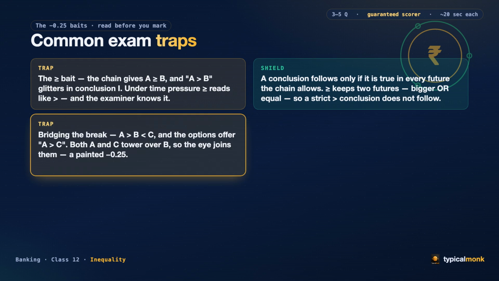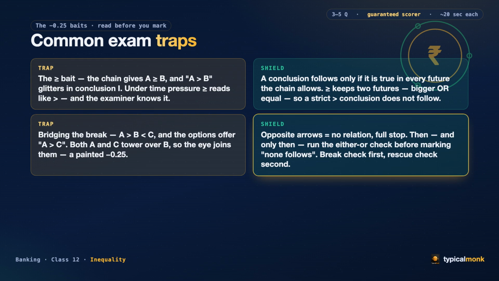Trap 2. Building a bridge over the break. A > B < C, and sitting in the options is A > C. Both A and C tower over B, so the eye joins them, a painted minus 0.25. Shield. Opposite arrows mean no relation, full stop. And after that, only after that, run the either or check before marking none follows.